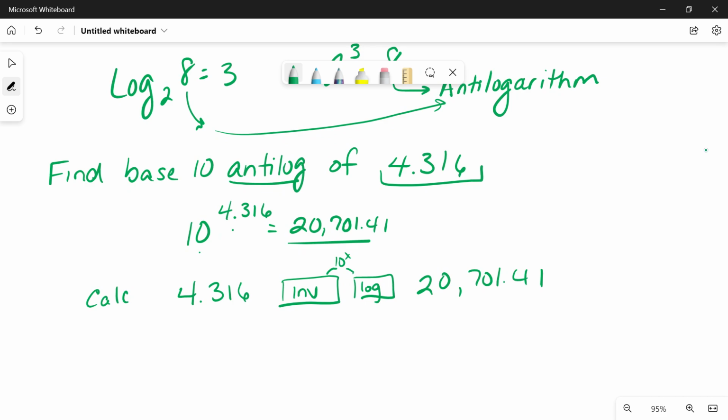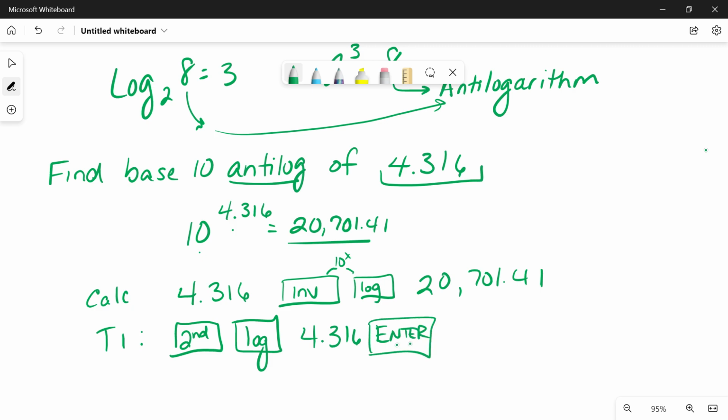If I'm doing it on the Texas Instruments, my TI, there's a key up at the top called second. So I'm going to hit second, then I'm going to hit log, then I'm going to key in 4.316 and hit enter. When you do that, you should get this answer right up here.